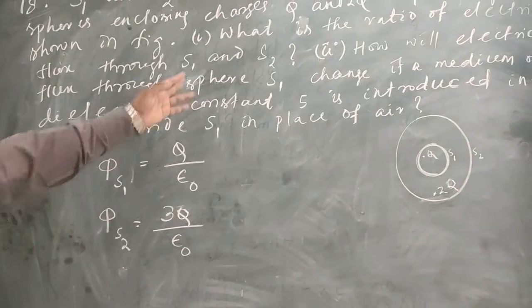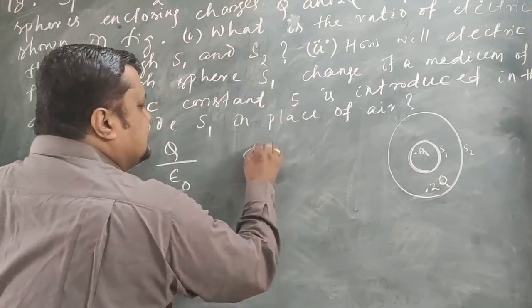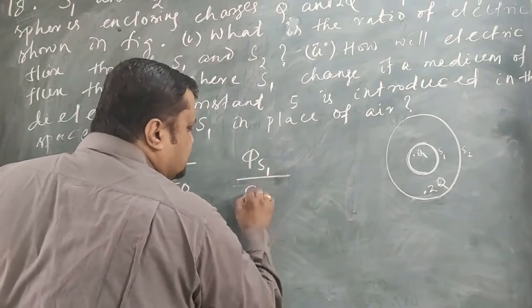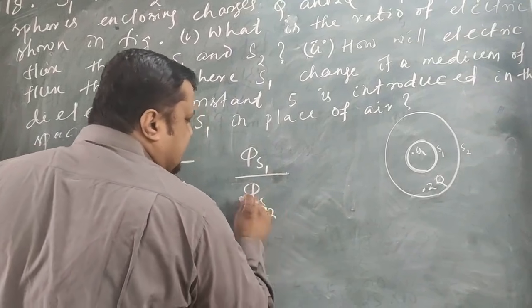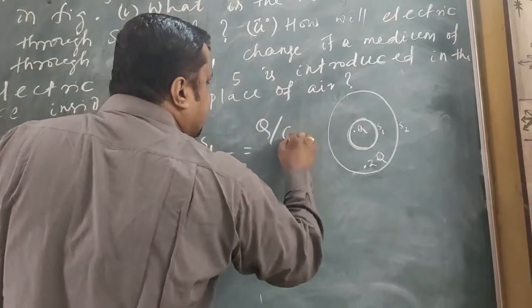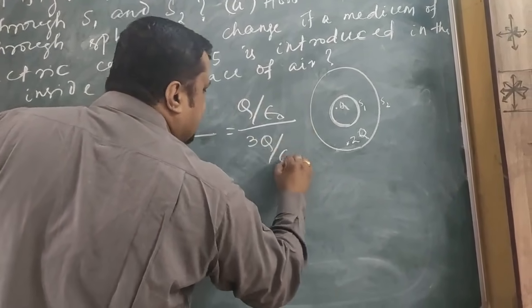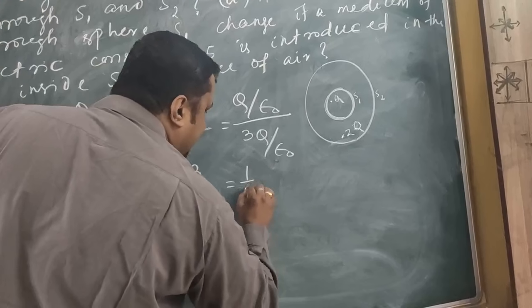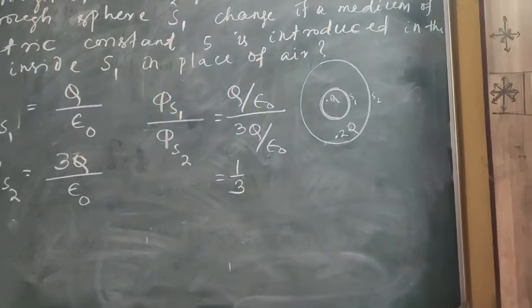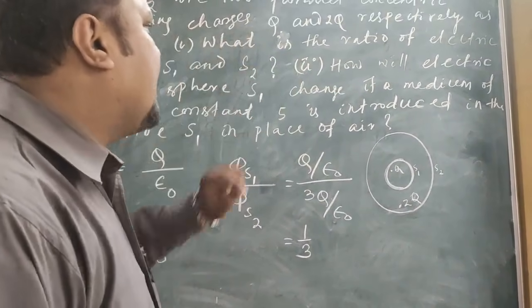Then what is the ratio? It is asked: what is the ratio of electric flux through S1 and S2? Phi S1 divided by phi S2 is equal to Q by epsilon naught divided by 3Q by epsilon naught. You get 1 by 3, that is 1 is to 3. That is your first one. Clear? Now go to the second one.